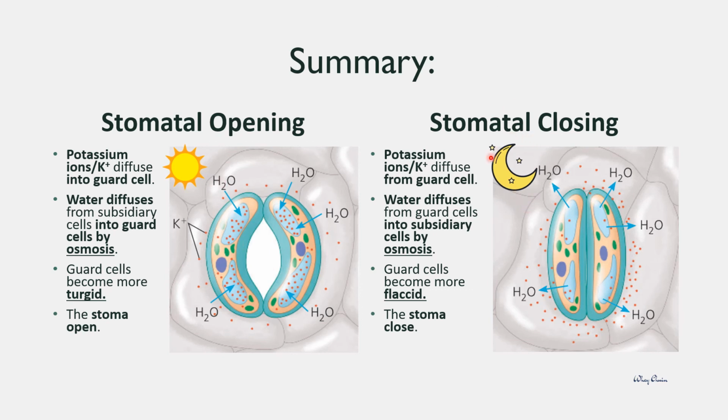And during night time, the potassium ions will diffuse out from the guard cell. This will increase the water potential in the guard cell and cause the water to diffuse out of the guard cell by osmosis. And this will decrease the turgor pressure in the guard cell, and the guard cell becomes flaccid and closes the stoma.